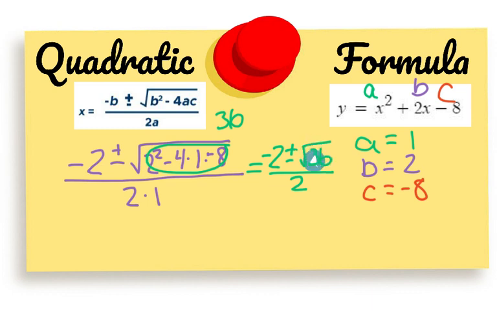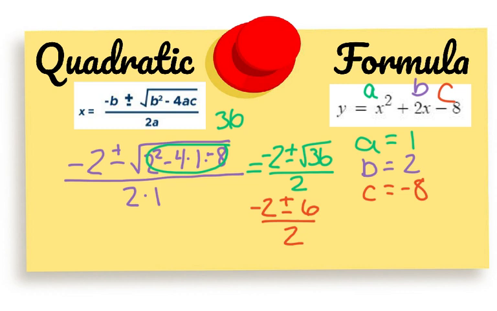Let's go ahead and simplify. What is the square root of 36? The square root of 36 is just 6. So what I really have when I simplify is -2 plus or minus 6, all divided by 2. So I'm going to end up with two problems. I'm going to do -2 plus 6 divided by 2, and I'm going to do negative 2 minus 6 divided by 2.